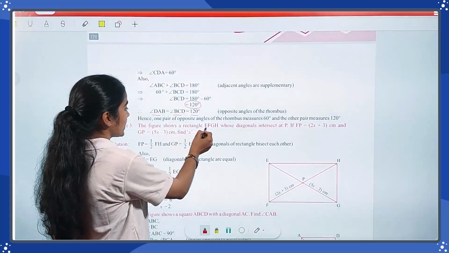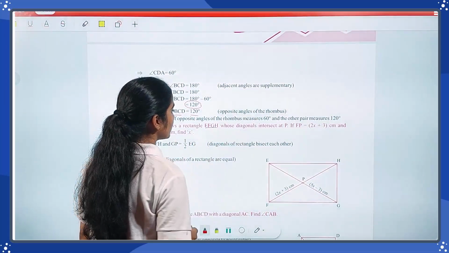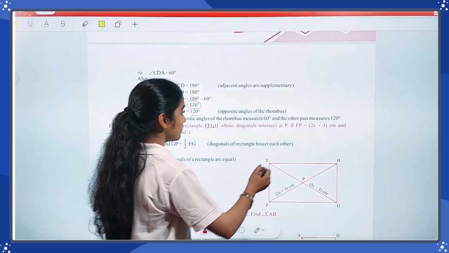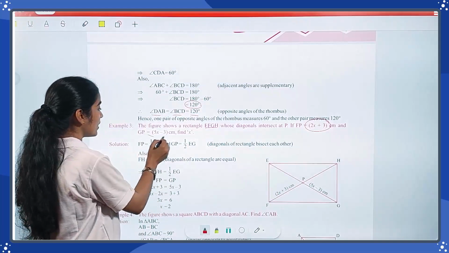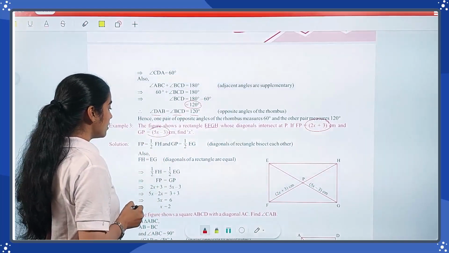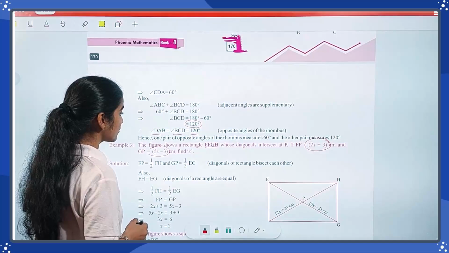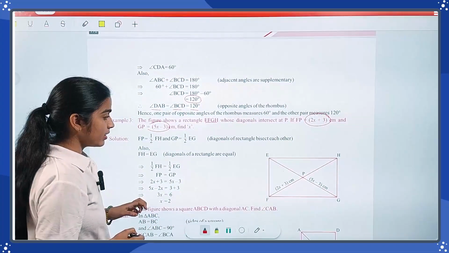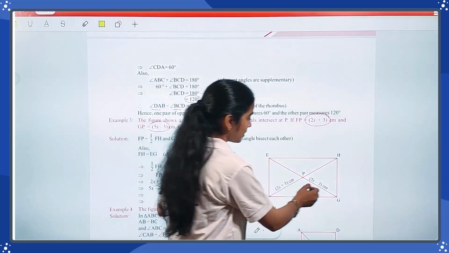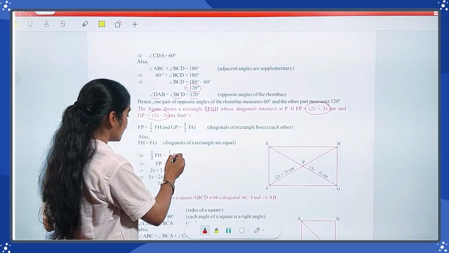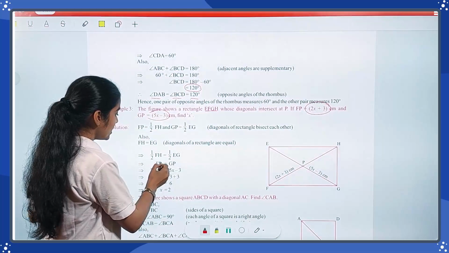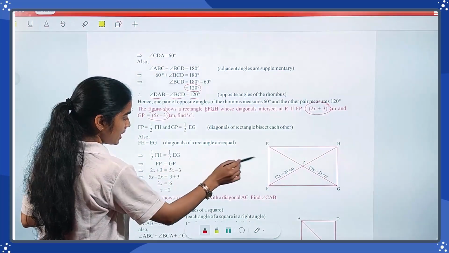The figure shows a rectangle EFGH whose diagonals intersect at P. If FP is equal to 2x plus 3 centimeter and GP is equal to 5x minus 3 centimeter, find x. So it is a rectangle EFGH. In a rectangle, we already know the diagonals bisect each other, which means half of FH and half of EG. So FP and GP.